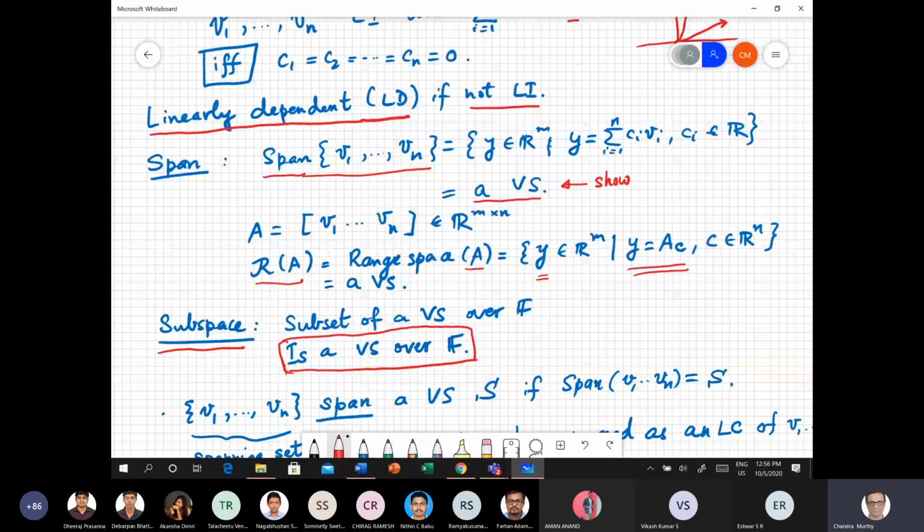So for example, if I take R2, then the set of all vectors y belonging to R2 such that y2 equals 0, that is, the second entry of y is equal to 0, this is a subspace. Clearly, if I take two vectors whose second entry is 0 and I add them together, the second entry cannot suddenly become non-zero. And so that also belongs to this set. And if I take a y which belongs to the set and I scale it by some alpha, then the first entry will get scaled by alpha, but the second entry, which is 0, will remain equal to 0. So that will also lie in this subspace.